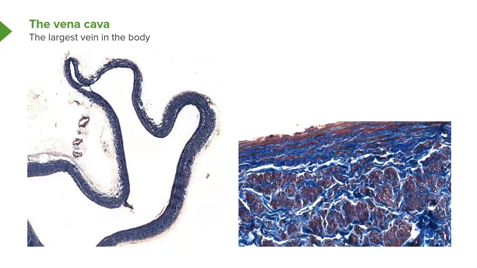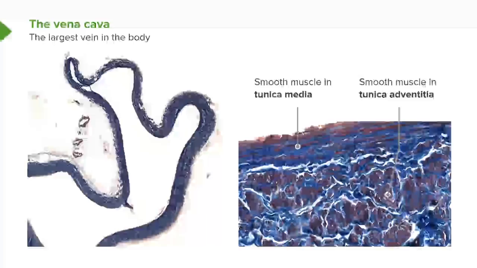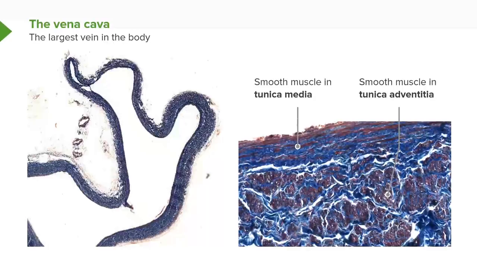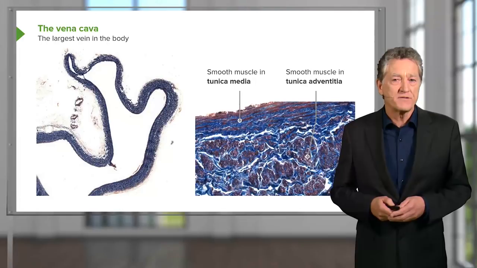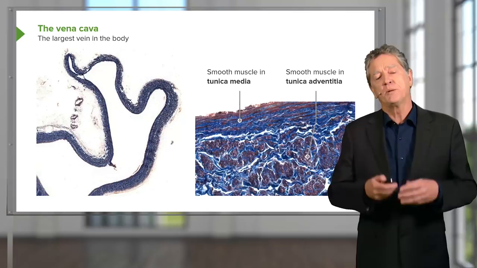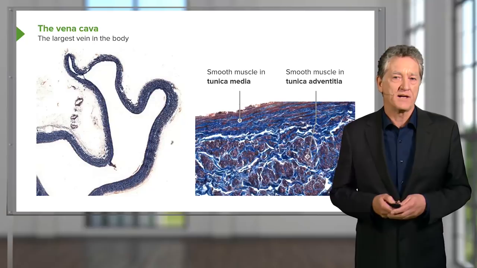Now look very carefully on the right-hand side, because this is a section through the wall of the vena cava. The tunica media shown here is very thin. The tunica adventitia has smooth muscle in it, running longitudinally along the length of the vena cava. That's an unusual situation. You don't have smooth muscle in the tunica adventitia of blood vessels, but here you've got it in the vena cava. And the reason for that is because the vena cava are so important in returning blood to the right side of the heart.